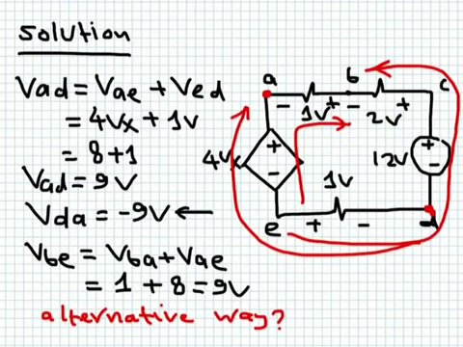You can do exactly the same for VAD. You don't have to calculate it through this branch. You can calculate it from here to here, and I will leave it for you to do that. You go from this point to this point, and you sum the drops, and you'll see that VAD is indeed equal to 9 volts.